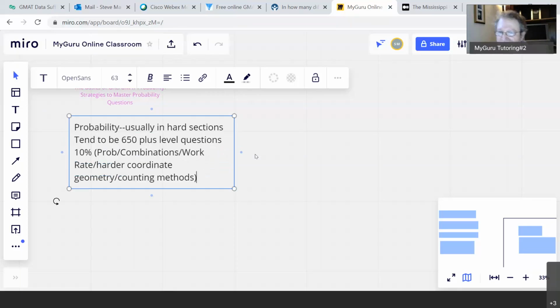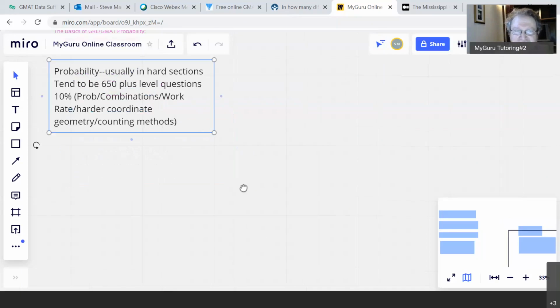Depending on how you're doing, if you find that you are getting around, say, 550 or 600, you want to focus your attention where it matters: arithmetic, number properties, and algebra. When you start to do better, and you want to rack up those final points to get well into the 700s, that's where you're going to want to pay attention to some of these fringe problems like probability, combinatorics, stuff like that.